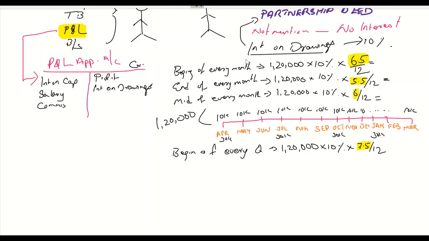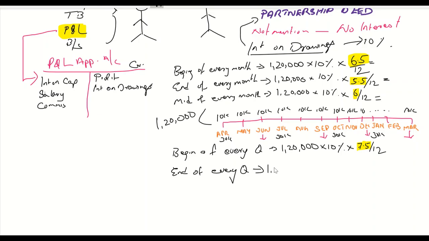Now, if it is at the end of every quarter, what's going to happen? I will mark it in red. End of quarter means the first quarter, there will be a withdrawal of 30k here in June. Then the next withdrawal will be in September. The next withdrawals will be in December and March. Again 30k, 30k, 30k, 30k. It will be 1,20,000 total.